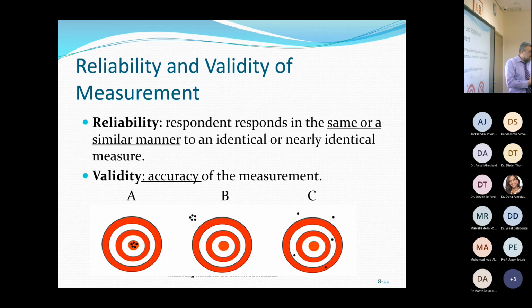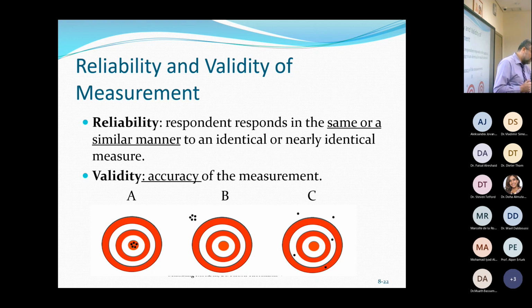Now, reliability refers to responding in the same or a similar manner to an identical or nearly identical measure. So reliability refers to the consistency of the answer. So if I ask you today, Ms. Masuma, how old are you? And you tell me 23. If I ask you after 3 days, how old are you? And you tell me 23, then you are reliable in your answer. Why? Because you gave me the same answer. So there is consistency. Internal consistency refers to reliability.